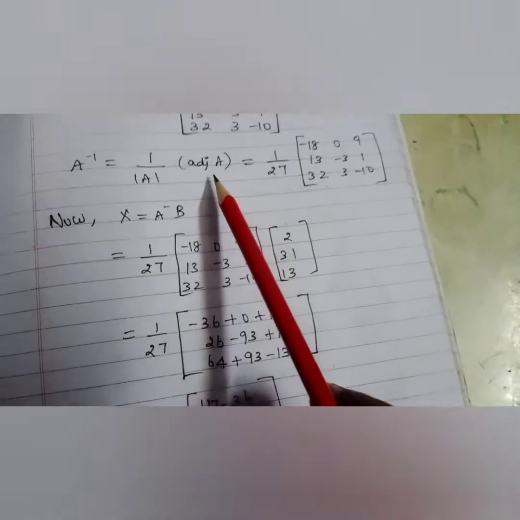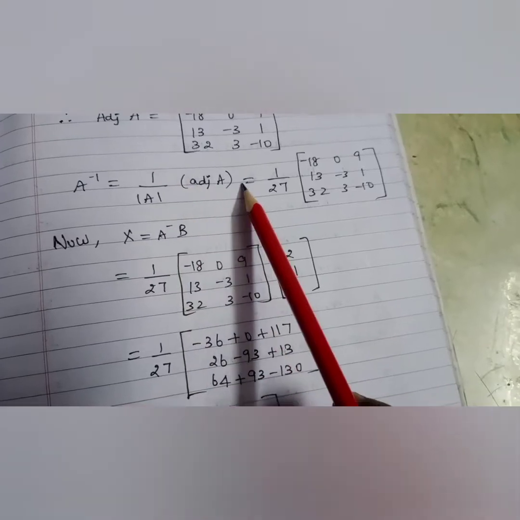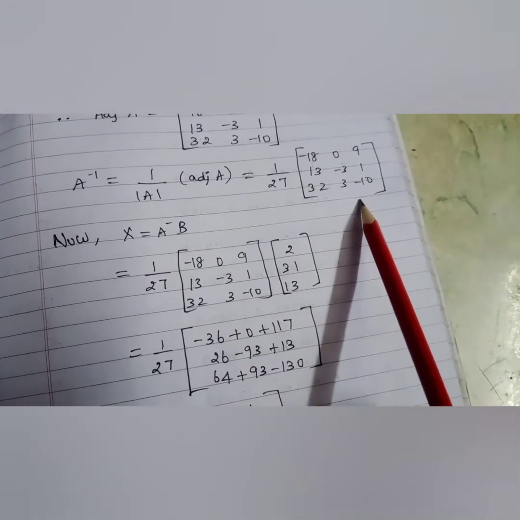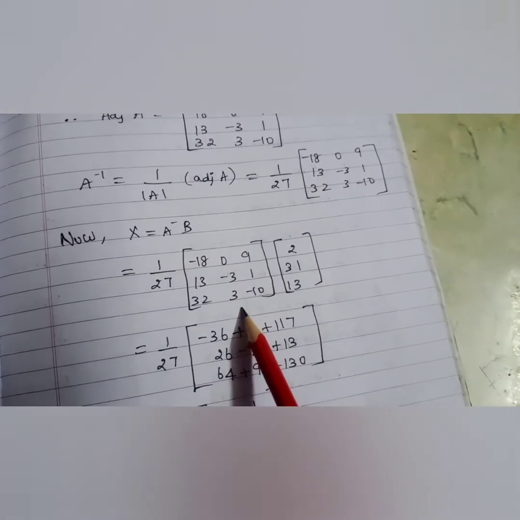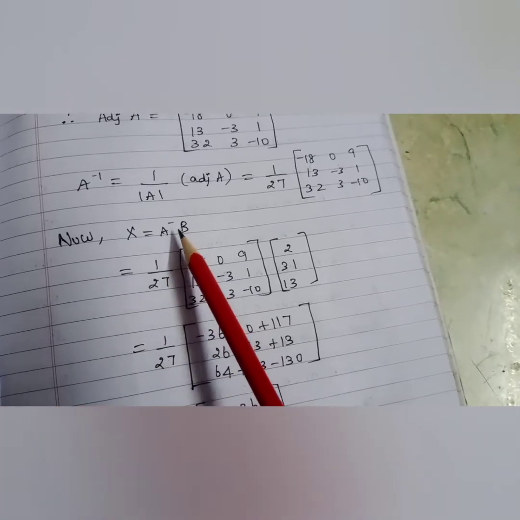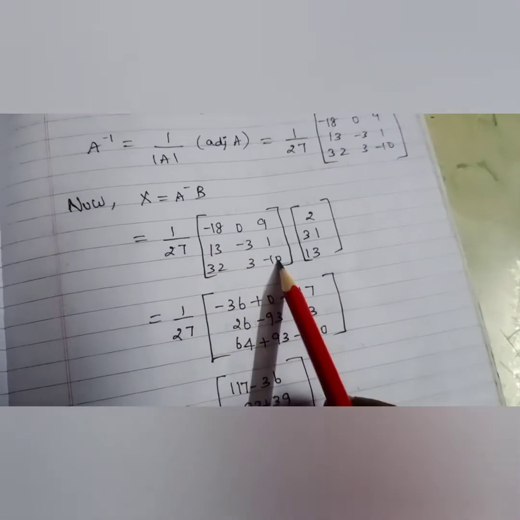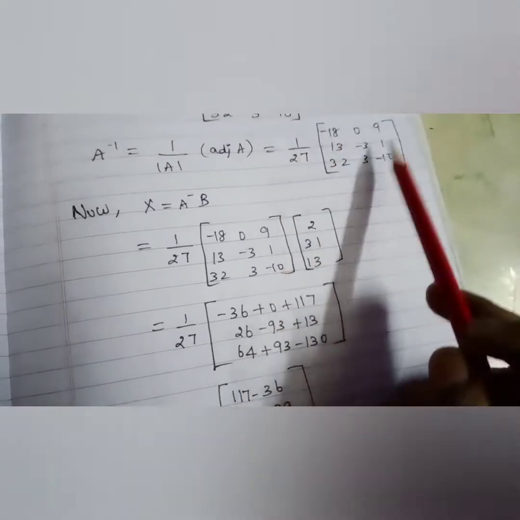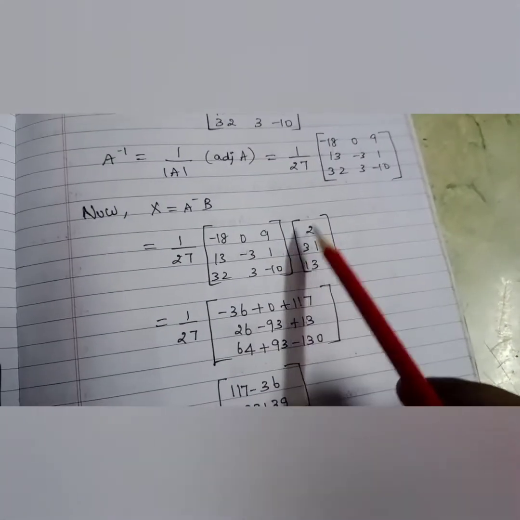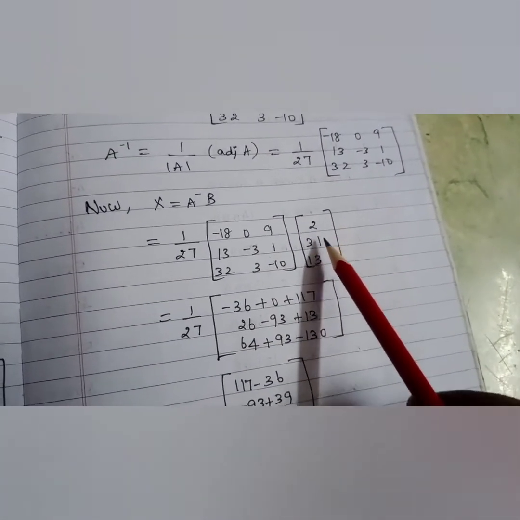So I am substituting in the formula: A inverse is equal to 1 by modulus of A into adjoint A. So I have written it here. Now we will move on to the inversion method. X is equal to A inverse B. What is A inverse? We got the modulus A to be 27, so it is 1 by 27 into this adjoint. This you have to write here along with the B, that is 2, 31 and 13.